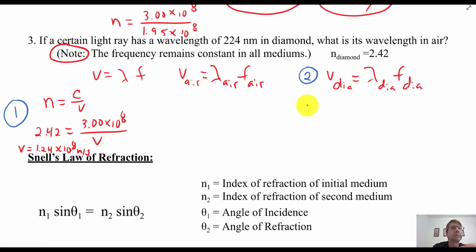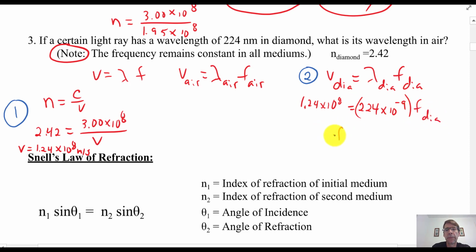All right, it's now red. 1.24 times 10 to the 8th equals, it tells me the wavelength in diamond is 224 times 10 to the negative 9th. That's nano. Times the frequency in diamond. So you do the math there, the frequency in diamond, which will be the same frequency in both materials, 5.54 times 10 to the 14th hertz.